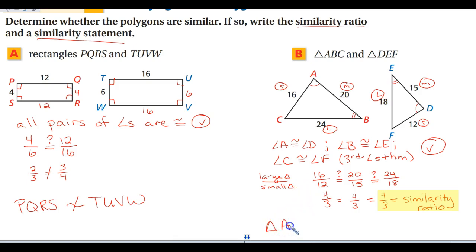So I'm going to start with triangle ABC, and it is going to be similar to triangle. Now, angle A is going to match with angle D. Angle B is going to match with angle E. And angle C is going to match with angle F. So ABC is similar to triangle DEF. So again, in order to prove similarity, you have to have all of your pairs of angles congruent and all of your pairs of sides proportional. All right, so if you have any questions on that, go ahead and write them down on your papers now.